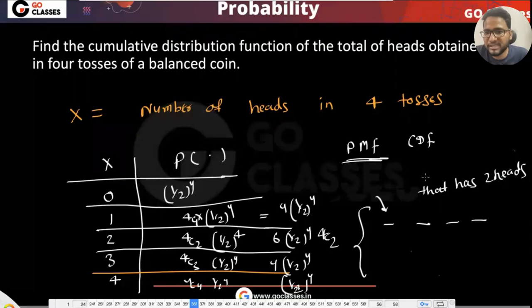Now KS is asking, is it not 4C2 by 2? Okay, let's just see.